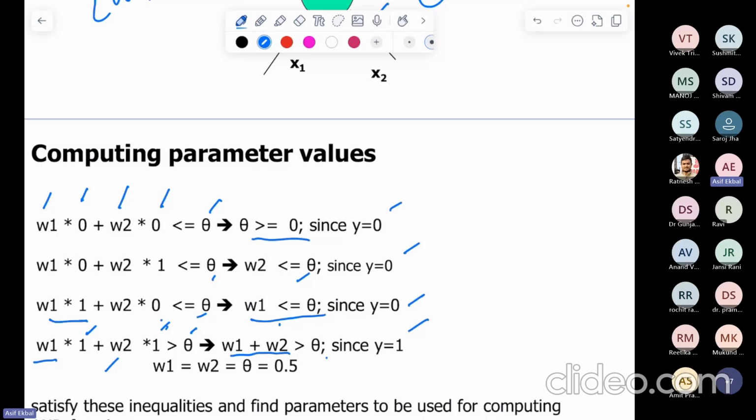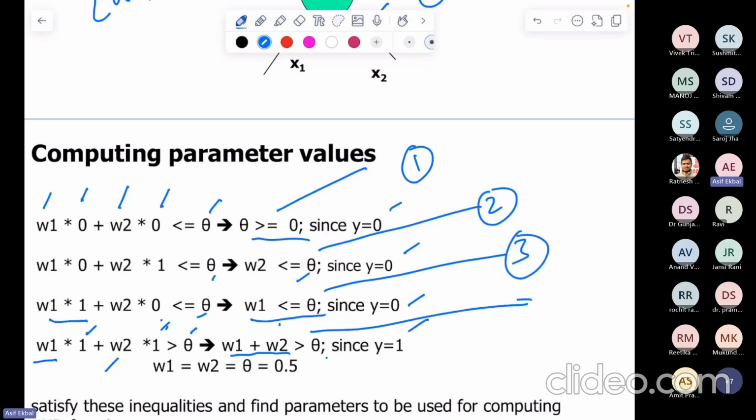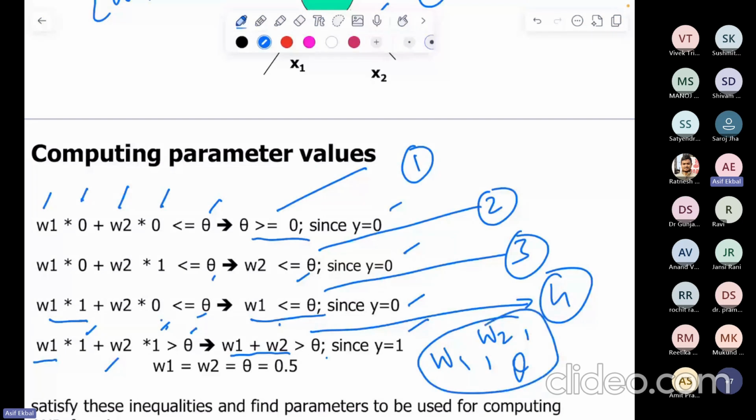Now you have 4 different equations. One is this one, the second, the third, and the fourth. There are 4 different inequalities that you now have to solve. What are the values you have to compute? You have to find W1, W2, and theta. These 3 variables you have, and 4 different equations. Now solve them, which is a kind of mathematical problem, and come up with values that satisfy all these 4 different inequalities.